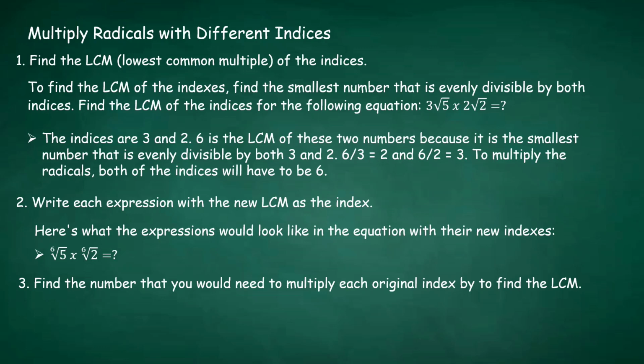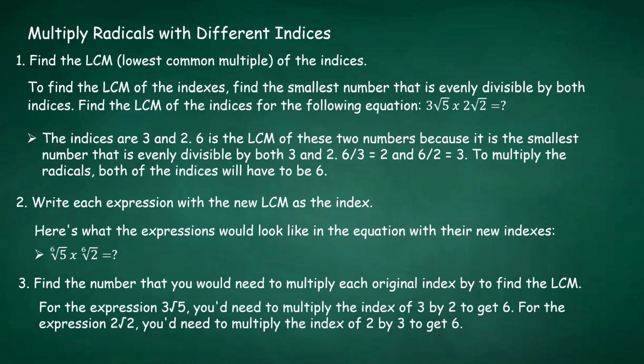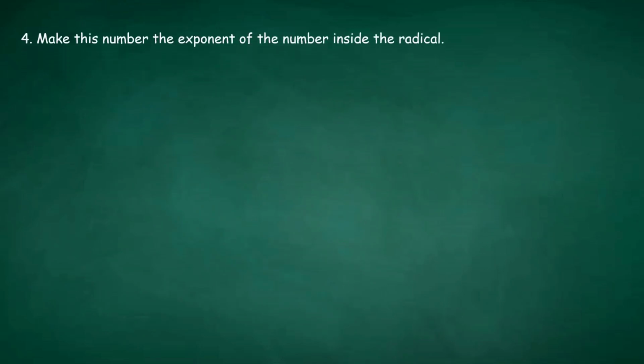3. Find the number that you would need to multiply each original index by to find the LCM. For the expression cube root of 5, you'd need to multiply the index of 3 by 2 to get 6. For the expression square root of 2, you'd need to multiply the index of 2 by 3 to get 6. 4. Make this number the exponent of the number inside the radical.